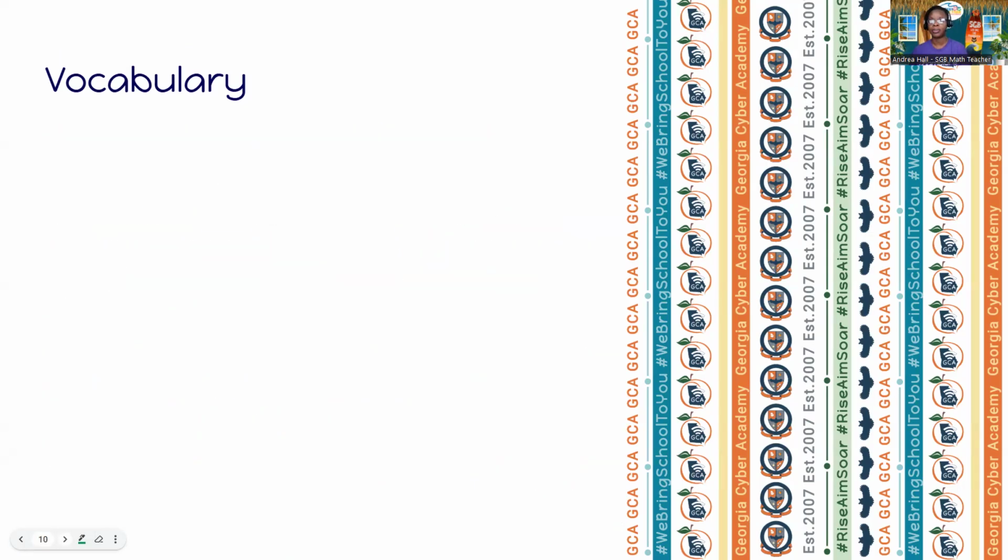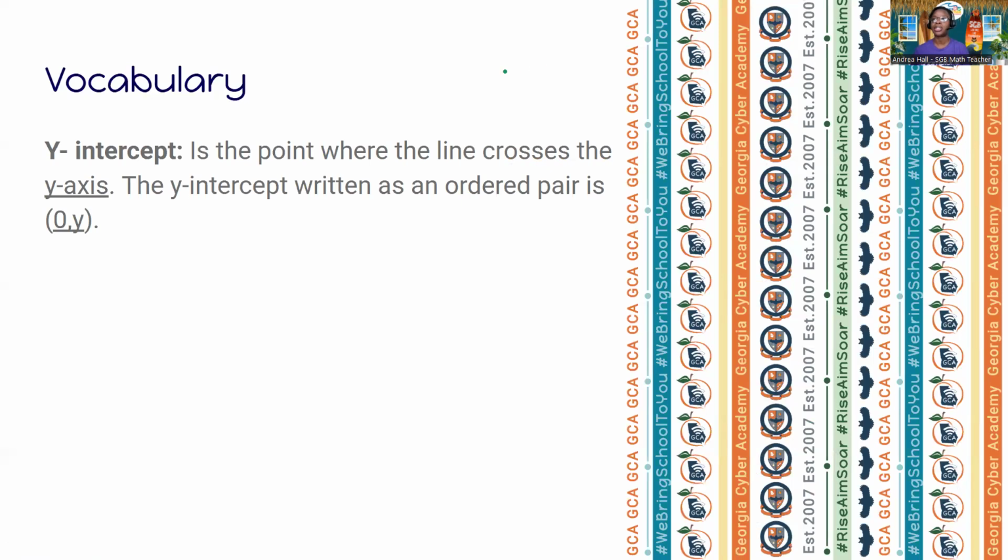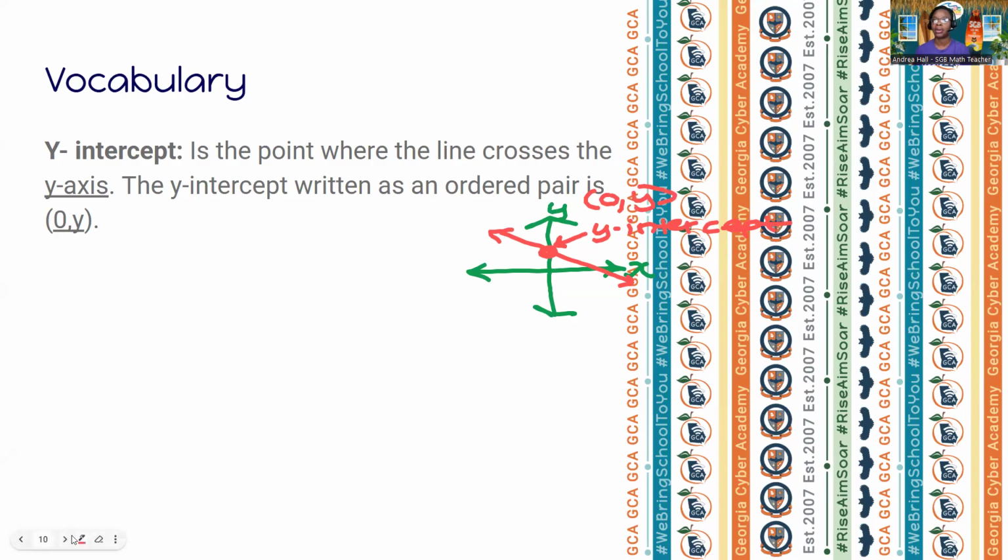All right, here are some other terms. The y-intercept. The y-intercept is a point where the line crosses the y-axis. The y-intercept, written as an ordered pair, is 0, comma, y, where y is replaced with a number. So I'm given a coordinate plane. This is x. This is y. And say I put a graph on here. Where it crosses the y-axis, that's your y-intercept. And we would say 0, comma, whatever that number is. And that's how we do the y-intercept.